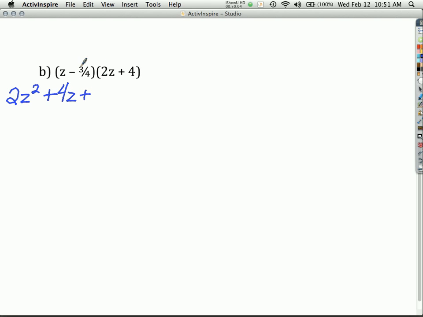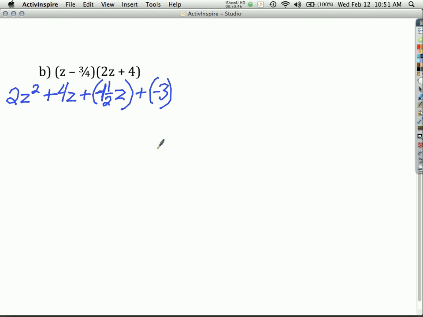Plus the inner, negative 3/4 times 2z. Sharif, what do you think? Negative 6/4z. Yeah. What does negative 6/4 translate to in a more human way? Negative 1.5. That's right, very good. So this is negative 1.5z. And then the L's, the negative 3/4 times the 4. What do we get as a result of that? Alyssa? Very good, negative 3.